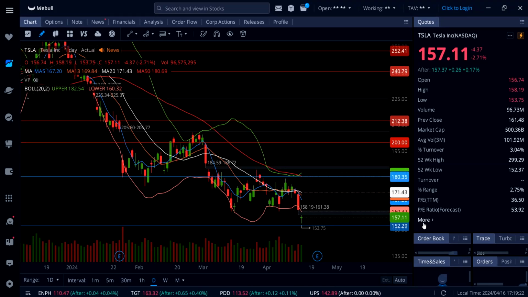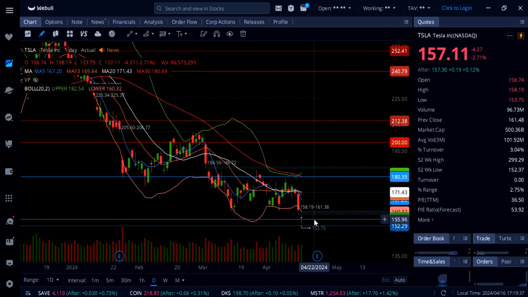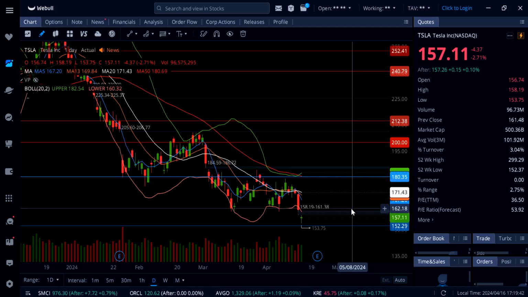On Tesla, stock is down 2.71%, and another massive dump off on Tesla. Another gap down from 161.38, getting down to 153.75. And I was going to actually get some calls today on Tesla, but not hitting my level right here. 152 came really close and then went back up, and now trading just above 157.